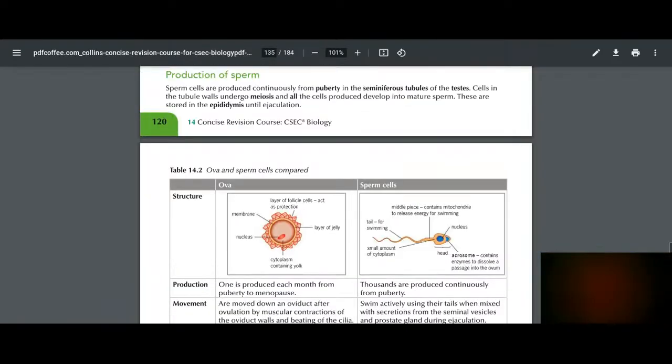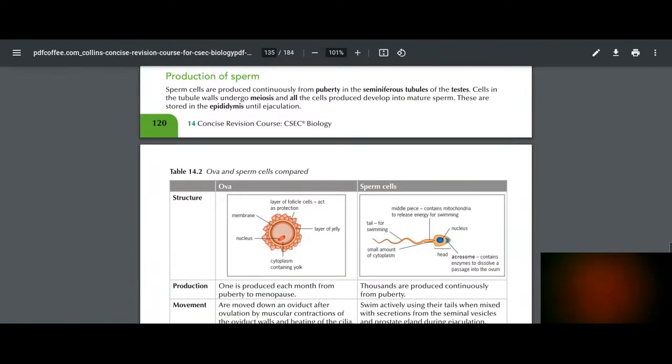Then let's talk about the production of the sperm. Sperm are produced continuously from puberty in the seminiferous tubules of the testes. Cells in the tubule wall undergo meiosis, and the cells develop into mature sperm. These are stored in the epididymis until ejaculation. So the epididymis stores the sperm.